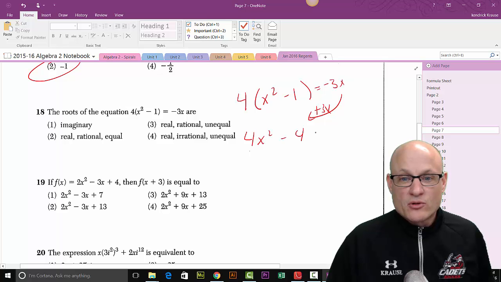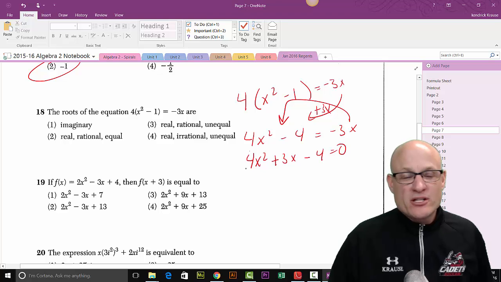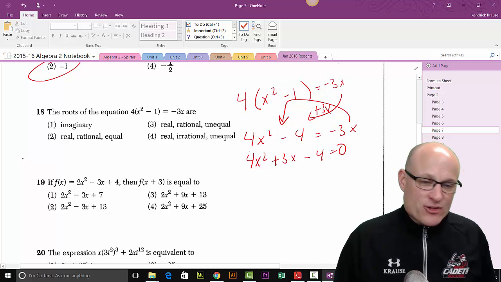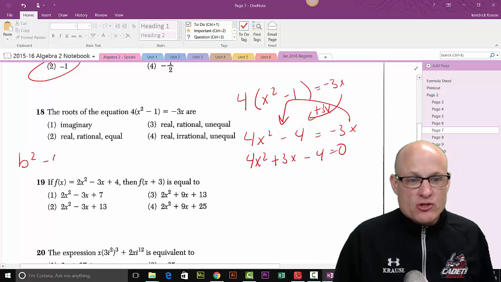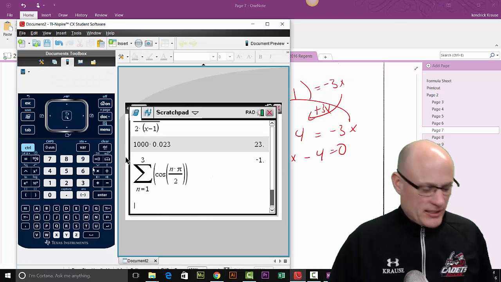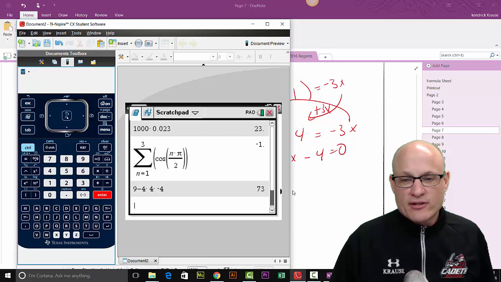4x squared minus 4 equals negative 3x. I'll pop that over: 4x squared plus 3x minus 4. And I hope your teachers taught you that when you're talking about the nature of the roots, real, imaginary, rational versus irrational, you want to take a look at the discriminant, b squared minus 4ac. Here b squared is 9 minus 4 times negative 4, which gives 73.